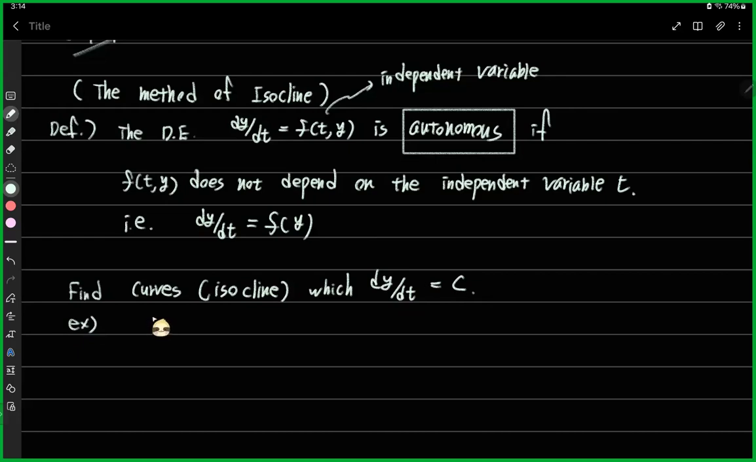Think about this. dv/dt is 2 minus v right here. Oh, let me give another example. dv/dt is v plus t, okay? Because 2 minus v is autonomous, right? We want to figure out the curve or line, called an isocline, such that the slope is constant. So this is non-autonomous, right? Because the right-hand side is a function of v and t.